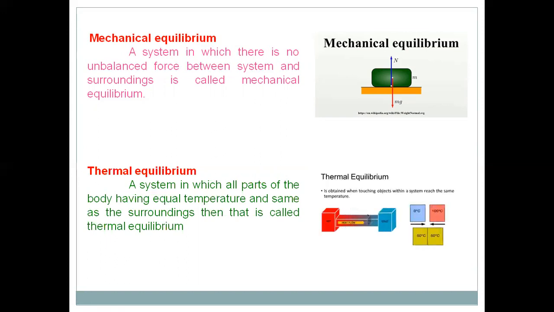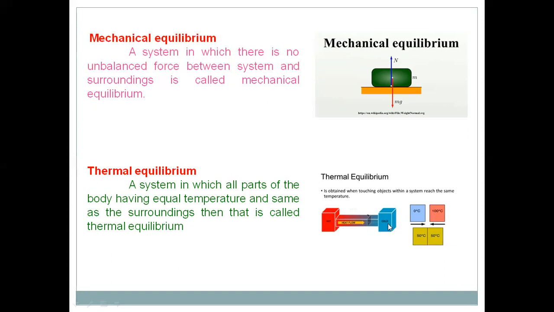This is one example of thermal equilibrium. Initially there are two objects. This blue object is at 0 degrees Celsius and this pink object is at 100 degrees Celsius. If those two objects are in contact with each other, after some time both objects are at 50 degrees Celsius. So the two objects are at the same temperature, and these two objects are in thermal equilibrium.